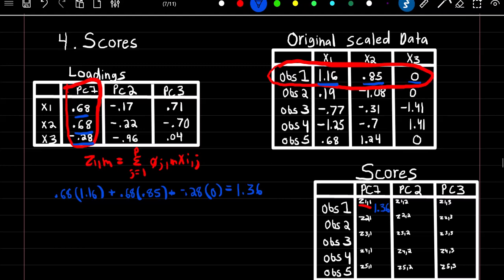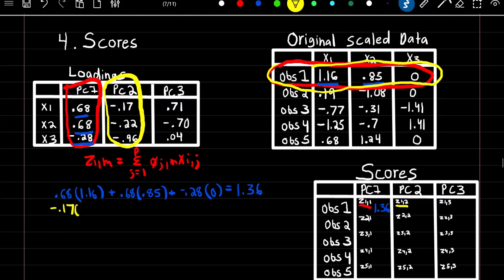Now we can solve for observation 1, principal component 2, or this value right here. We're going to use principal component 2 values, and again we're going to use observation 1 values. We take the linear combination again: negative 0.17 times 1.16, plus negative 0.22 times 0.85, plus negative 0.96 times 0. And this will produce a value of negative 0.39.